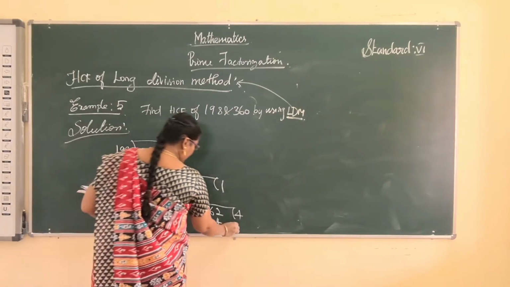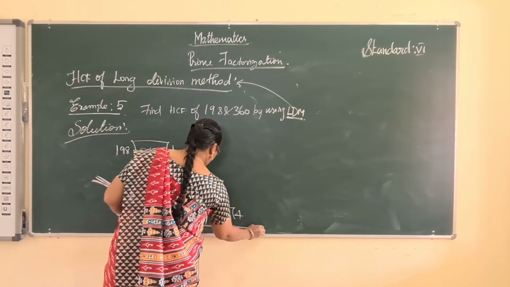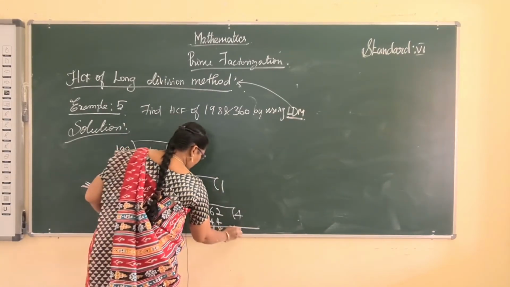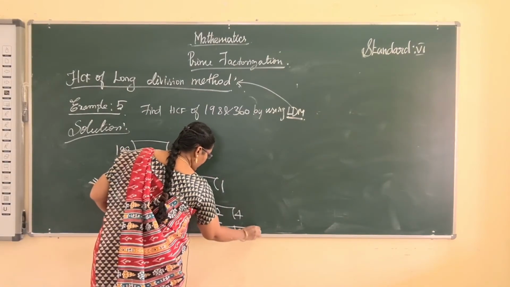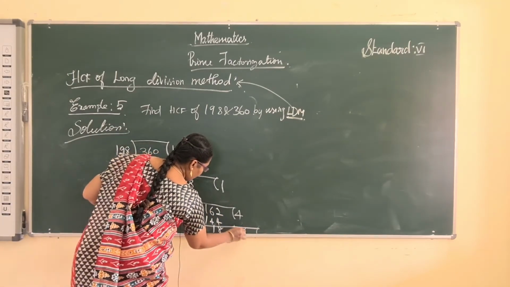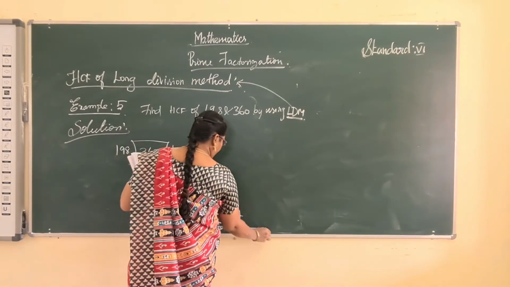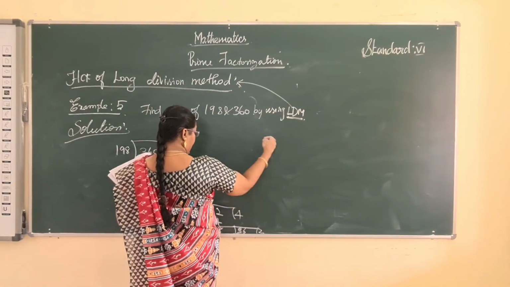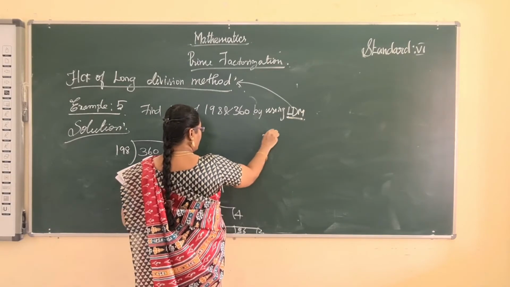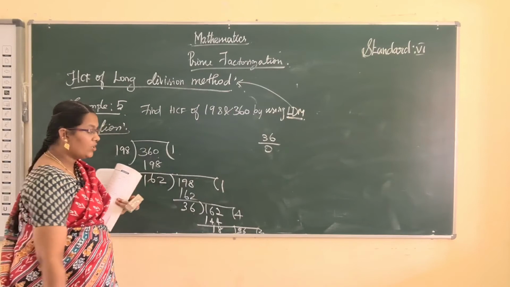So 18 is the divisor, and 36 is the dividend. So how many times? 2 times. So 18 2s are 36. The remainder will be 0.